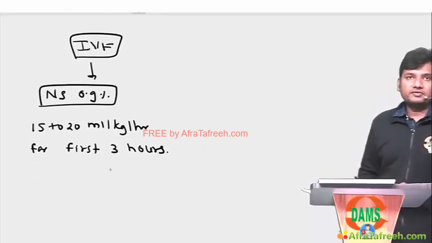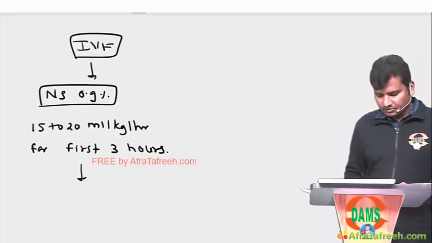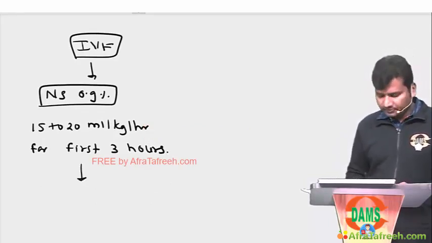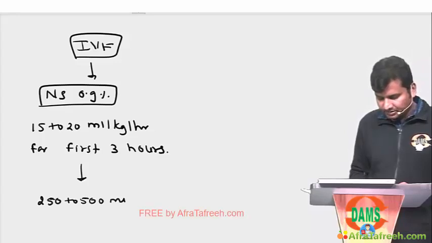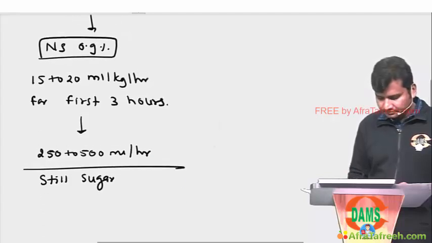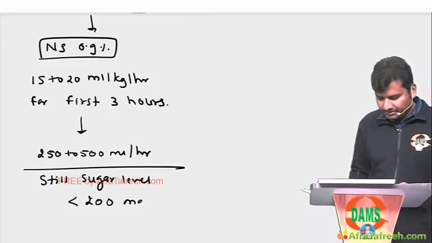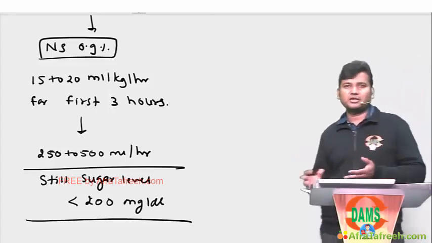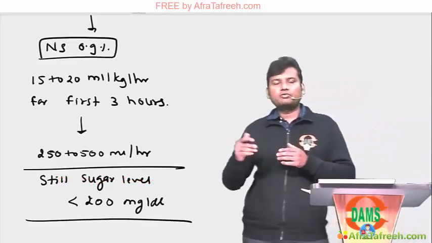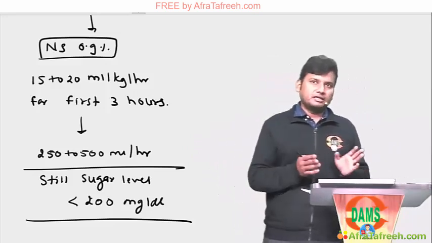Now after the first 3 hours we will decrease the rate of IV fluid and we will use 250 to 500 ml per hour, until the sugar level becomes less than 200 milligram per dl. Okay, some books are saying 250, some are saying 200. It is not important, we just have to decrease the sugar to less than 250.